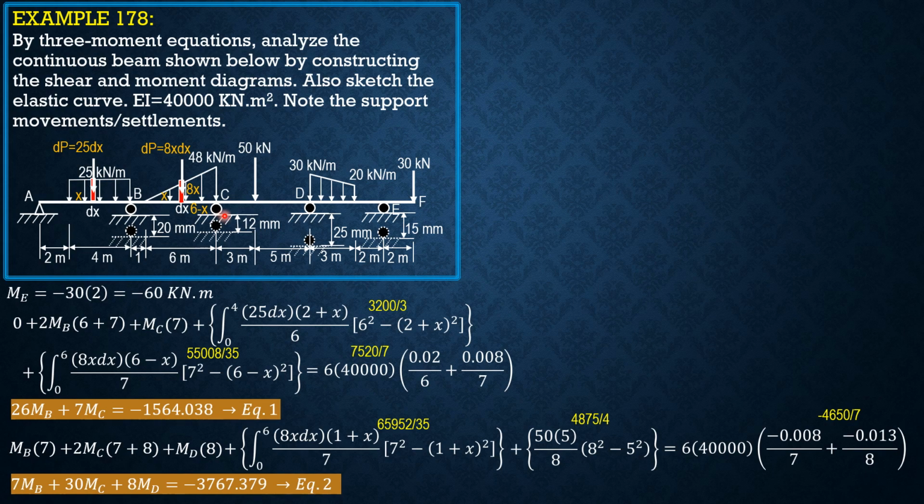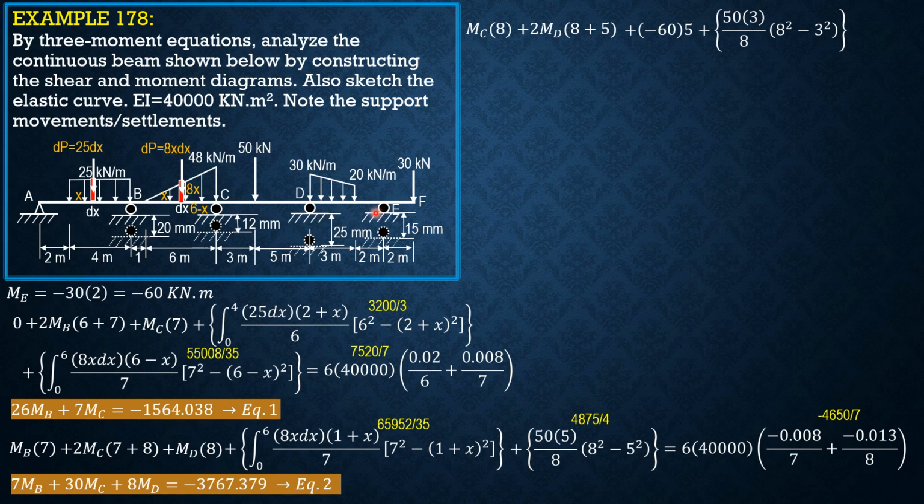Then finally, for span CDE, make note that moment at E is negative 60. So we have moment C times 8 plus 2 times MD, quantity 8 plus 5, then plus ME, which is negative 60 times 5. Then the value of 6 area 1A over L1 for span CD is 50 times 3 over 8, quantity 8 square minus 3 square.